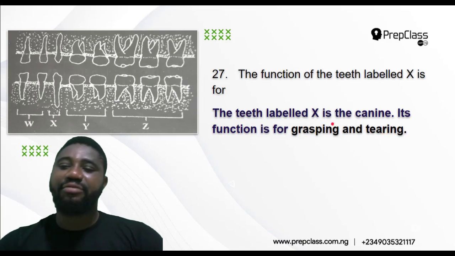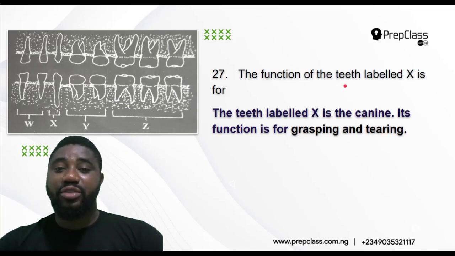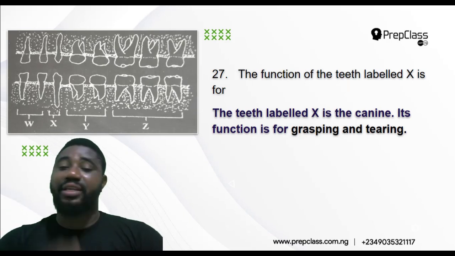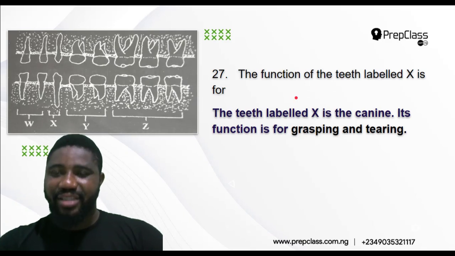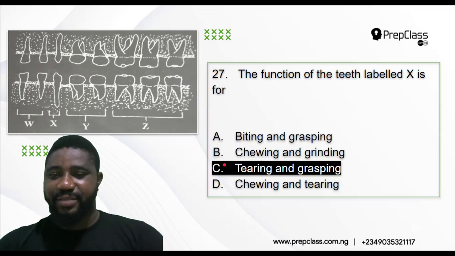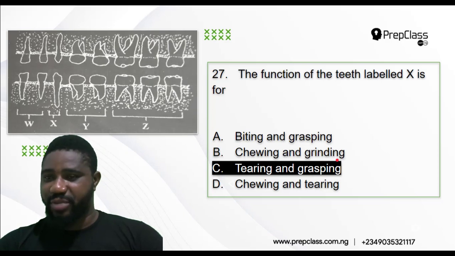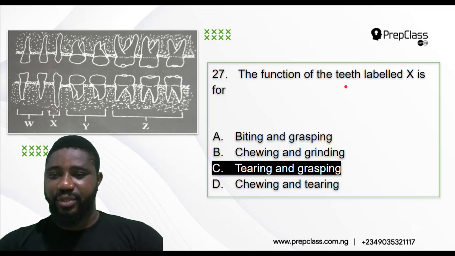So it's used for tearing flesh. That is why you find them in omnivores, and they are very long and prominent in the carnivores, those that feed on flesh, because of grasping and tearing flesh. So the correct answer is tearing and grasping. That's the function of the canine.